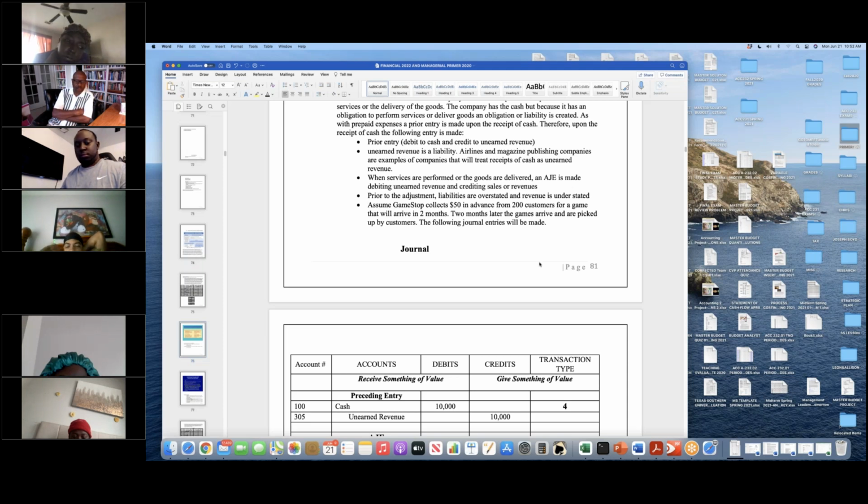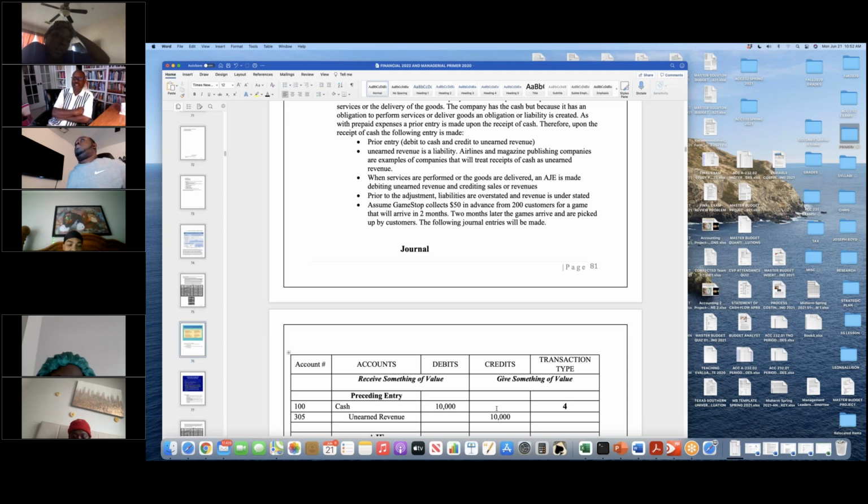Now, we're going to debit cash, but we're going to credit unearned revenue. So this is the preceding entry: credit unearned revenue, and debit cash. In these entries, we get the cash first. So what type of account is unearned revenue? It's a liability, a current liability.